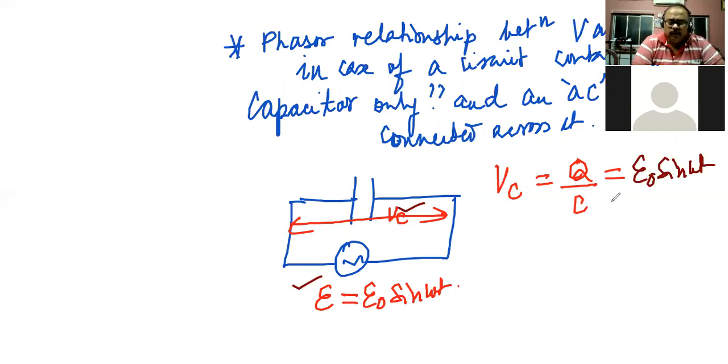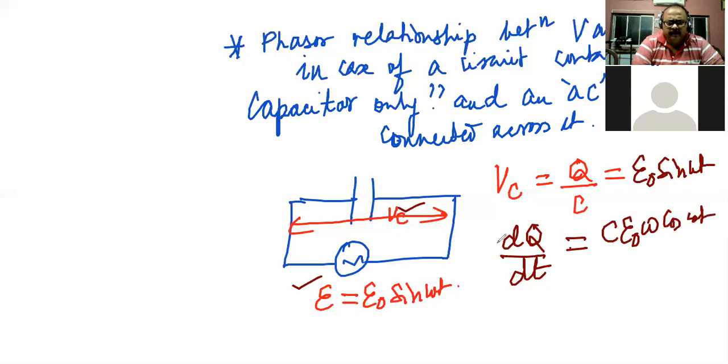Now, in order to find out the current, what should I do? I should differentiate dq upon dt. So this will be equal to, the C will be multiplied over here, and sine omega t will give omega cos of omega t. So this dq by dt is equal to I, and that is equal to E naught into omega C into cos of omega t.